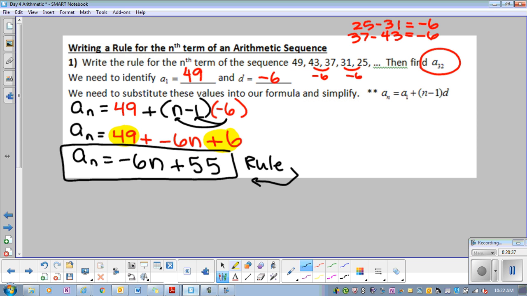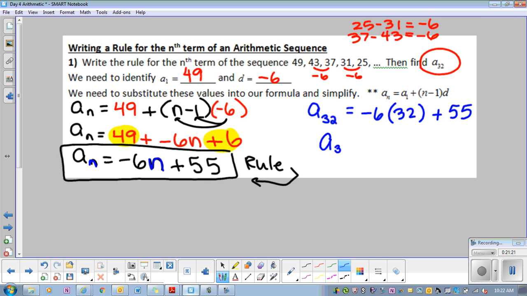And then you're not done because you need to find a sub 32. Now that you have this rule, you can find the 32nd term, right? Plug it in. Look at where this 32 took the place of this n, didn't it? And this n is the same as that n. So then that means we have negative 6 times, what am I plugging in for n? 32. 32 plus 55. You got to plug it right back into your rule that you found, right?